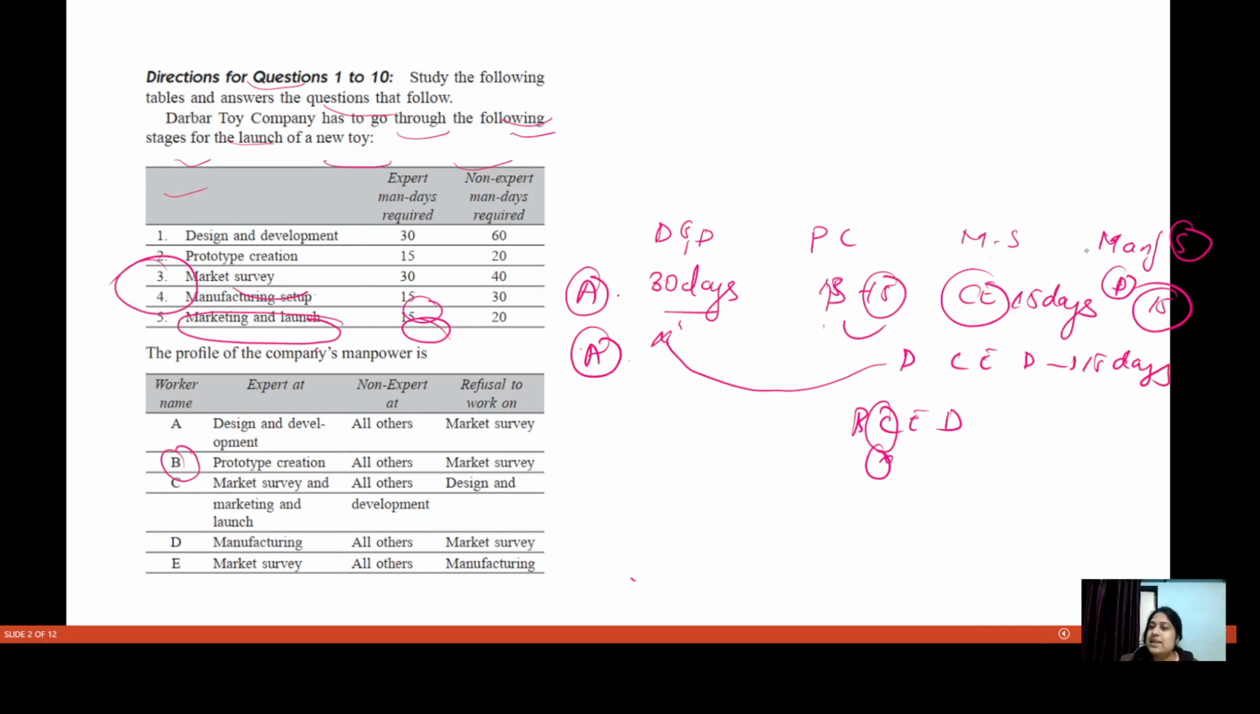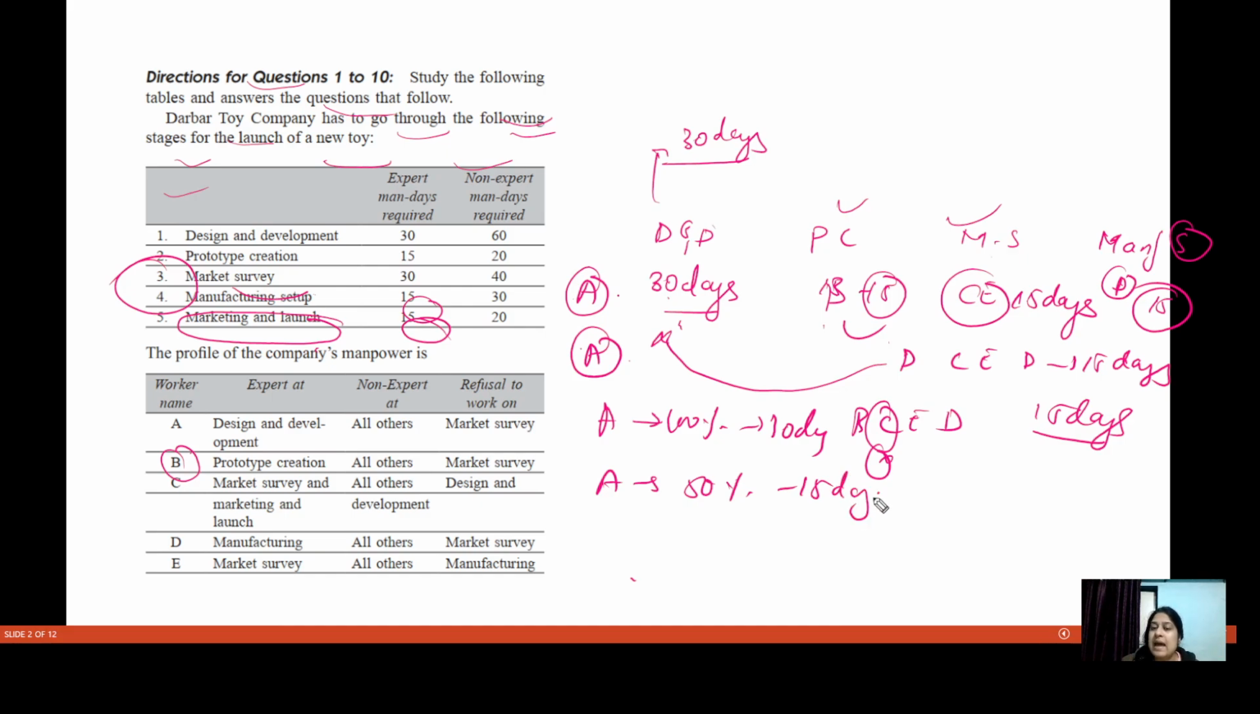Now see, we have already seen that these people will start working simultaneously, and prototype creation, market survey and manufacturing setup will all be completed in 15 days. Then there is design and development, which takes 30 days to complete. Now, till 15 days, if A is doing 100% of the work in 30 days, then A might have done 50% of the work in 15 days. Now B, E and D will come to assist.